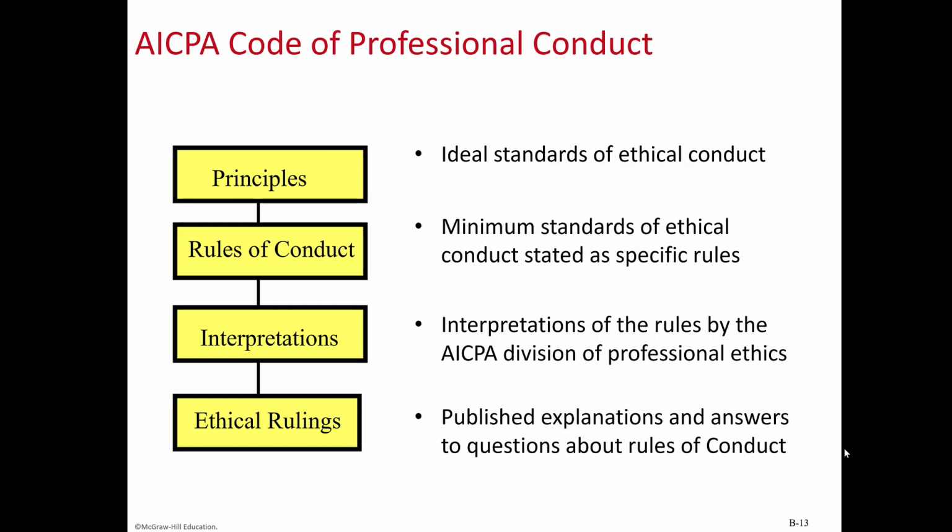So now note the AICPA Code of Professional Conduct. Note that we have principles, which are ideal standards of ethical conduct. We have rules of conduct, which are the minimum standards of ethical conduct as they are stated in these specific rules. We have interpretations of the rules that are done by the AICPA Division of Professional Ethics. And then we have ethical rulings, which are basically the published explanations and answers to any questions about the rules of conduct.